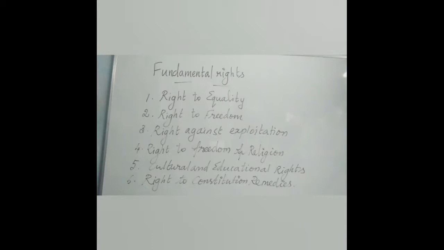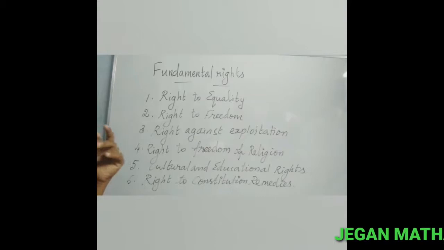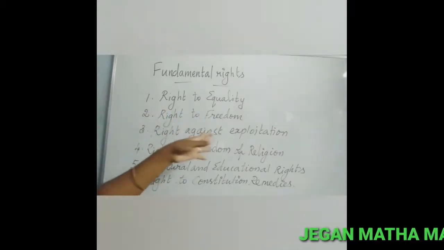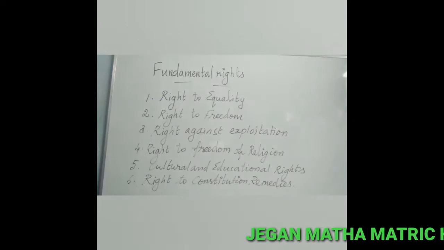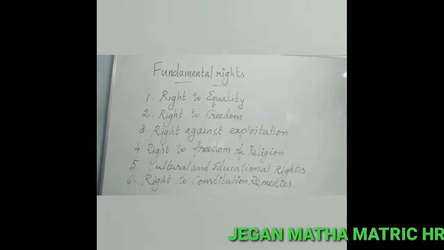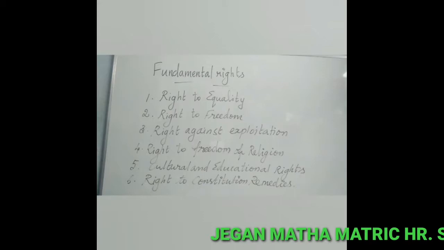Then the next one, right to freedom. We can follow any religion, any culture, any different types of attitude. Everything we can follow. So, right to freedom. And right against exploitation. Up to these topics only we have discussed in the last videos. Exploitation is one type of cheating.